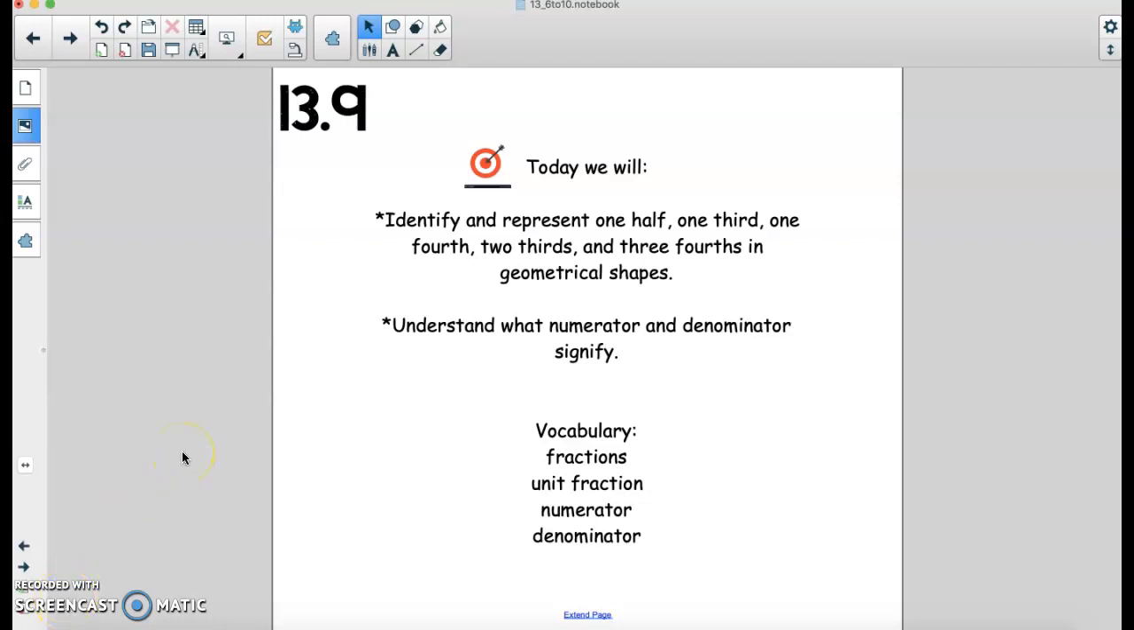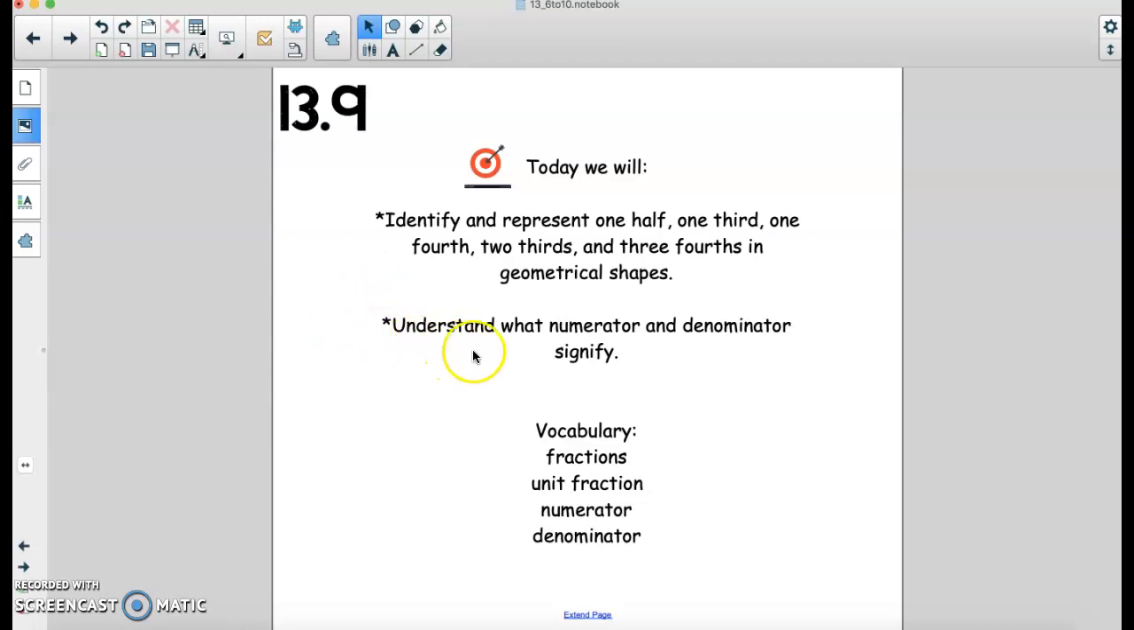Today we're working on 13.9. So today we're talking about fractions. So identify and represent 1/2, 1/3, and 1/4, 2/3, and 3/4 in geometrical shapes. Holy cow, that's a mouthful. Don't worry, this will be easy by the time we're done with this.